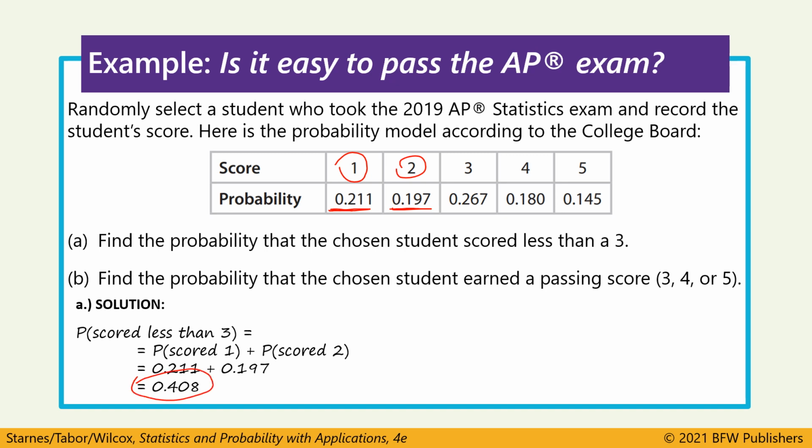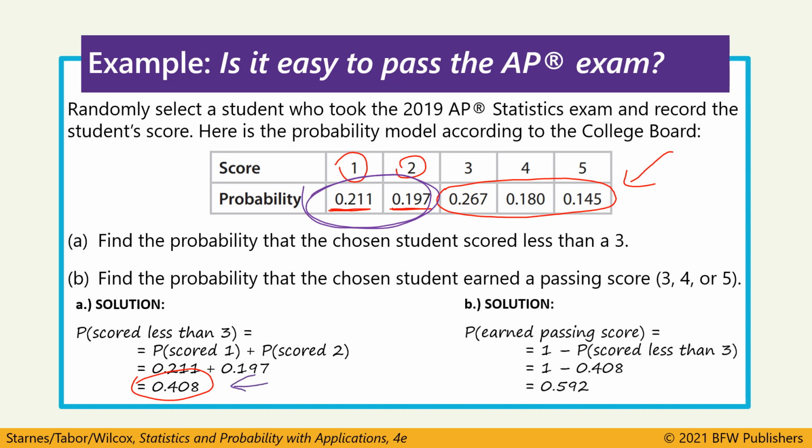In part B, find the probability that the chosen student earned a passing score, a 3, a 4, or a 5. We can do the same thing here and just add those up. But note, this is also a complement problem. Okay, and a lot of times these get easier if we know how to identify complements. So this event is the complement of what we just found. All right, it's everything where they didn't get a 1 or a 2. So we can just take that probability that we just found and subtract it from 1 to get 0.592. And note that's the same probability if we were to just add those three probabilities together.